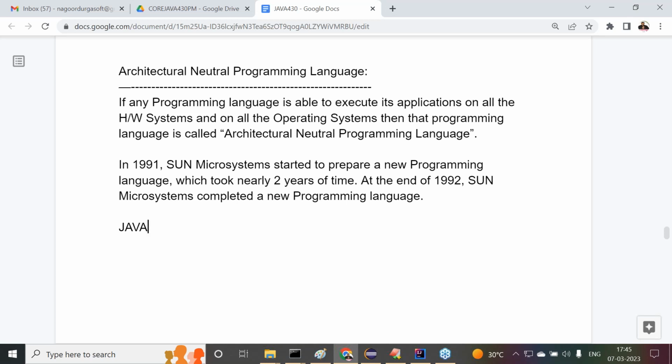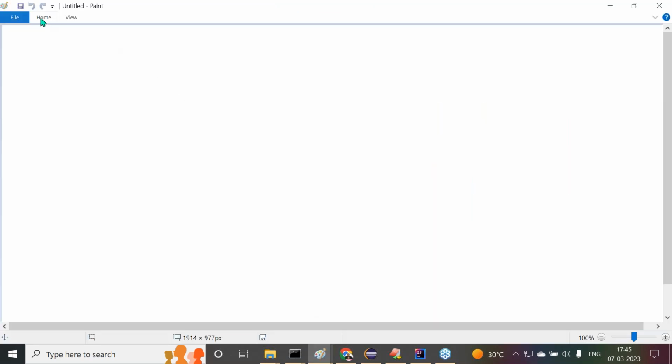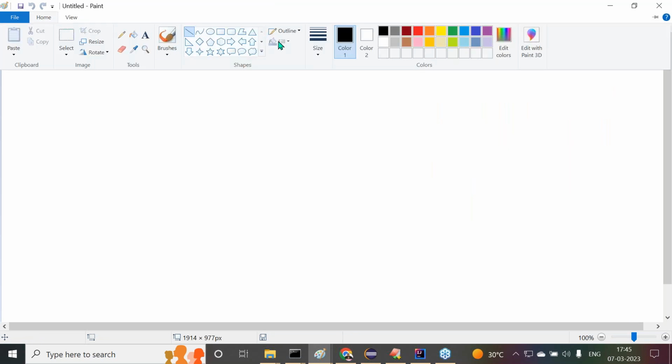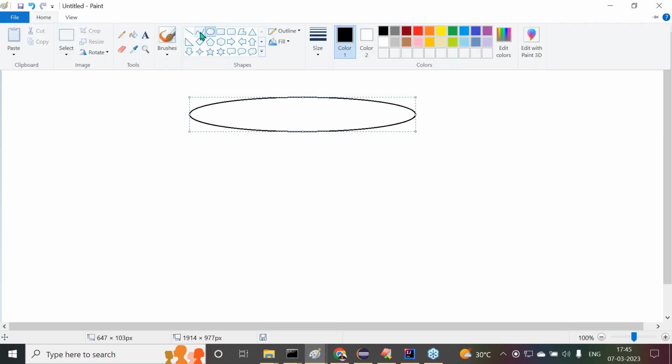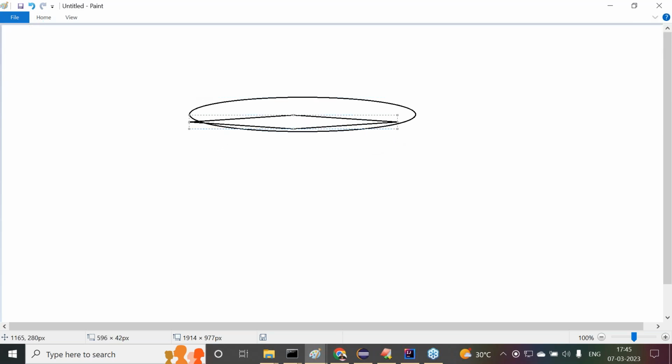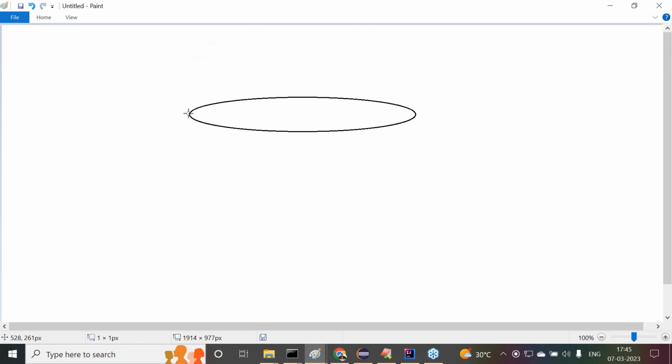Not only that, Sun Microsystems officially announced that there is a symbol for the Java programming language. What symbol did they give for the Java programming language? Observe carefully. Guys, I'm not a good painter, but try to adjust for it. I'm going to give some diagram.